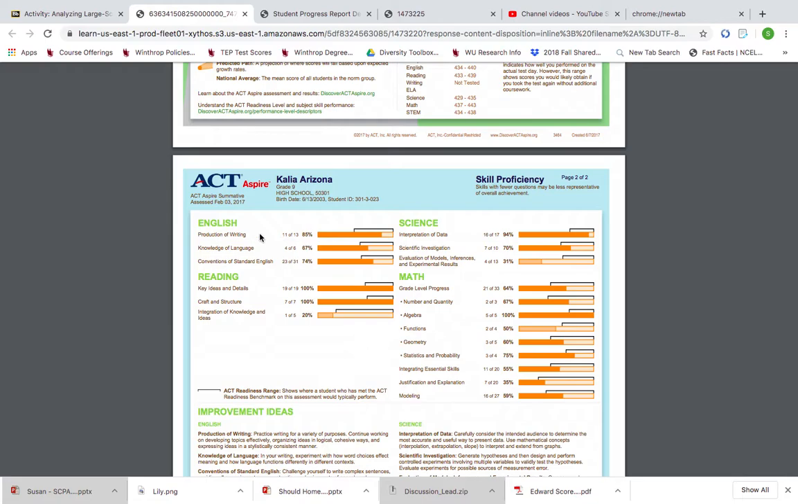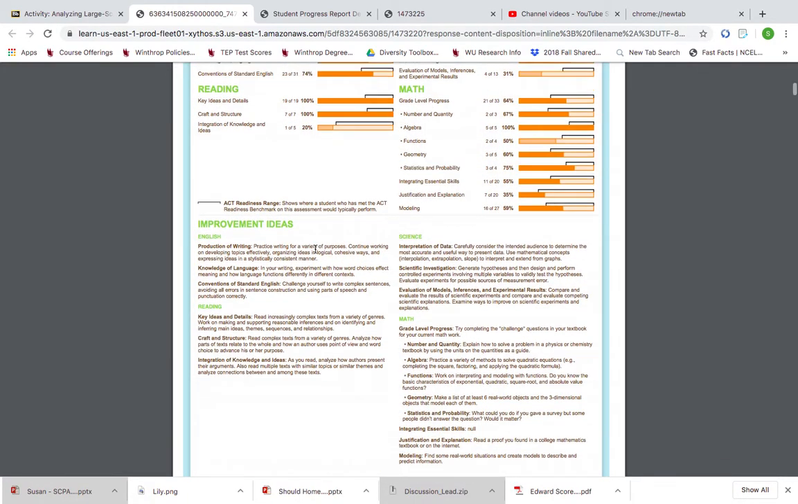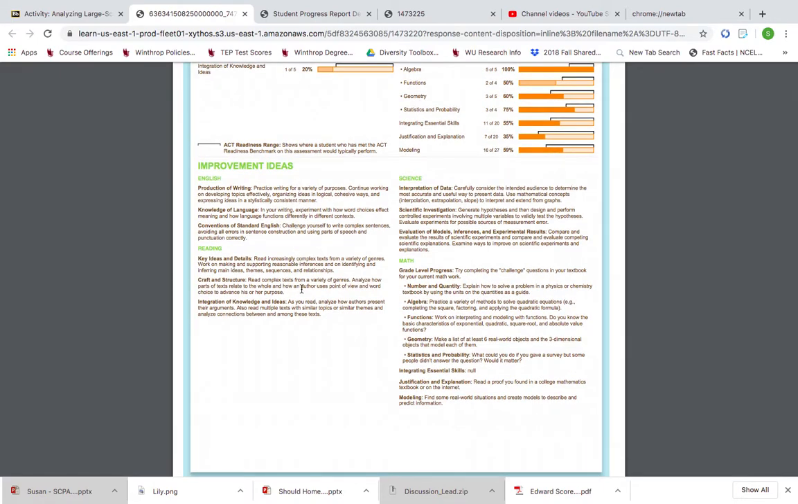Okay, same thing down here. English, I'm seeing, oh, she scored 11 of 13 questions. So that was 85% of those questions. This is, again, criterion referenced. So how well did she do on the 13 English production of writing questions? All right. Another thing I love in the sense of the ACT Aspire are these improvement ideas down here.